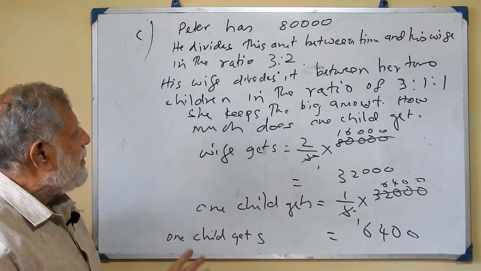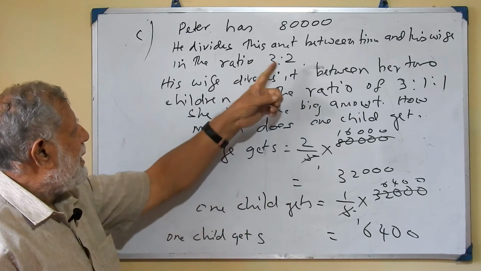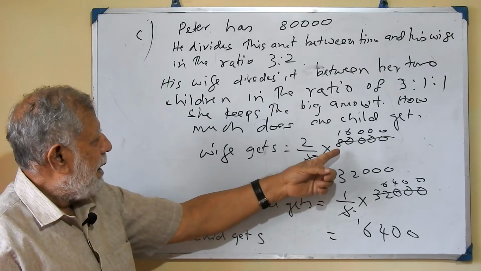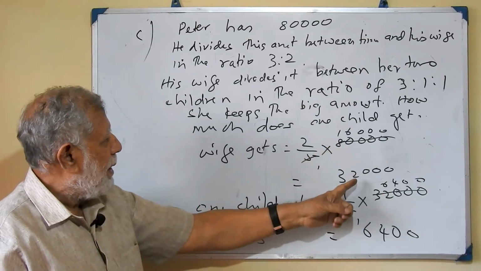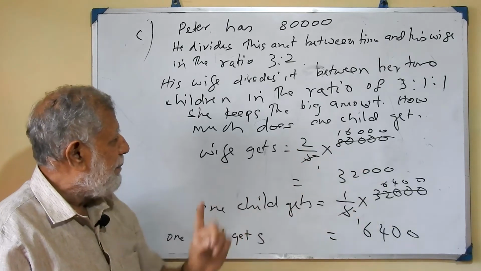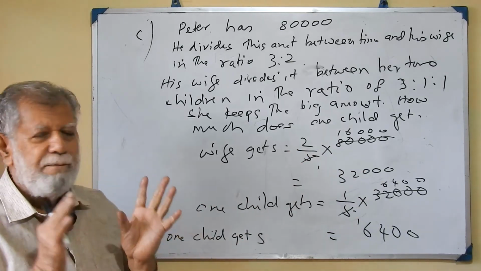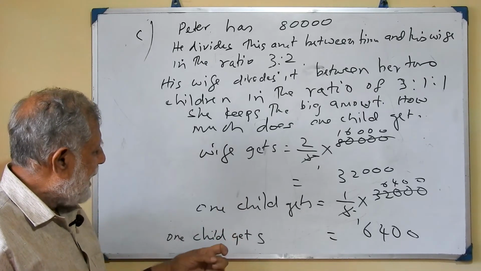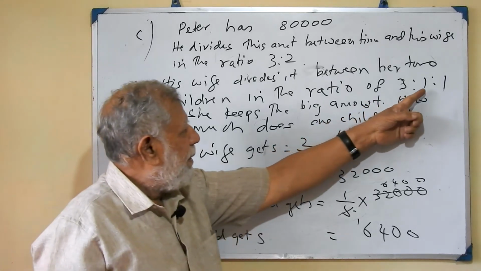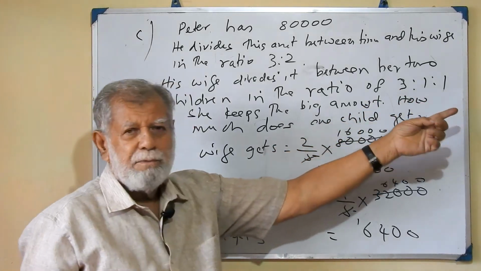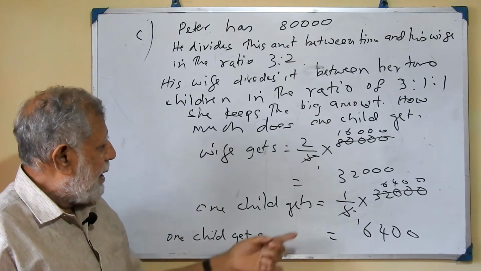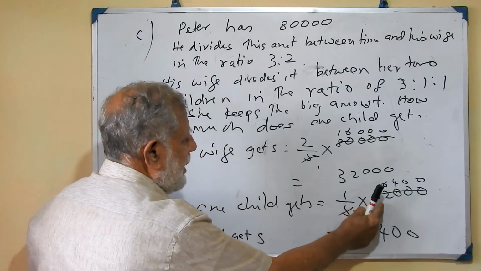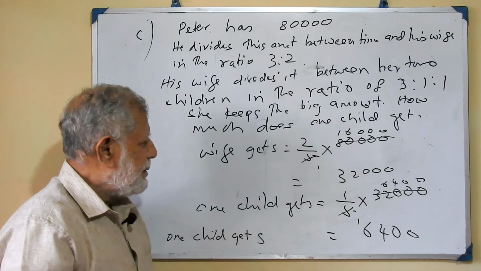So immediately we must know first of all how much the wife gets. The wife is getting 2 out of 5 parts, that is 2 out of 5 into 80,000. Cancelling, 16,000 into 2 is 32,000 rupees the wife is getting. Now out of the amount that the wife gets, she gives to the children. So how much is one child getting? One child is 1 part out of 5 parts: 3 and 1, 4 and 5. So 1 out of 5 into 32,000. When you cancel 5, 6, 30, 4 is left. So one child is getting 6,400 rupees.